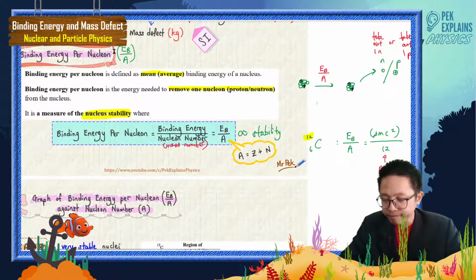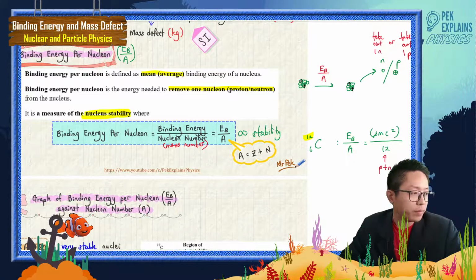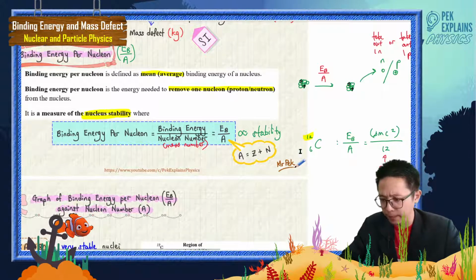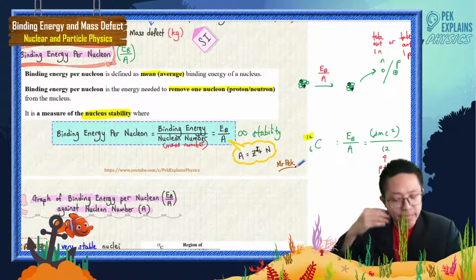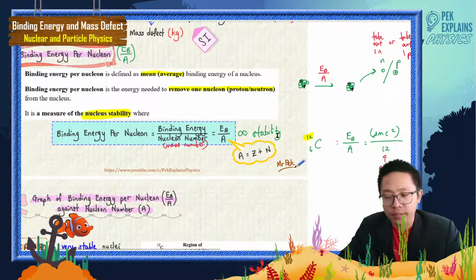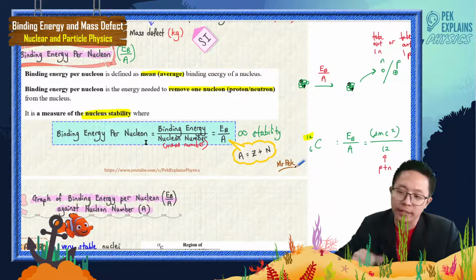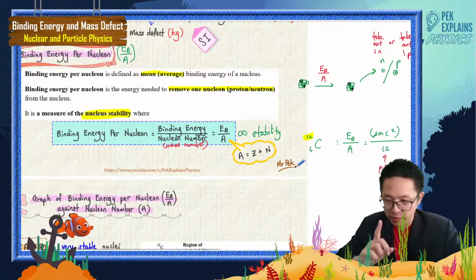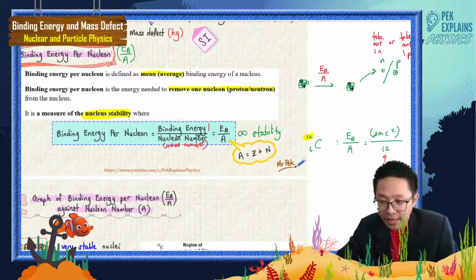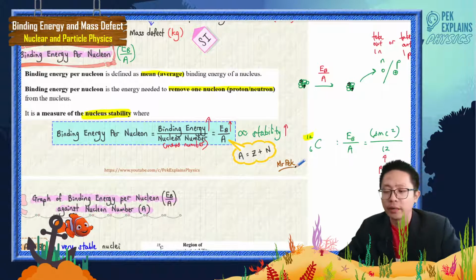Now, talking about the stability of a nucleus, it is proportional. Stability of nucleus is proportional to binding energy per nucleon. Why do we say that? First of all, we can say the higher the binding energy, the more stable the nucleus. Why do we say that?